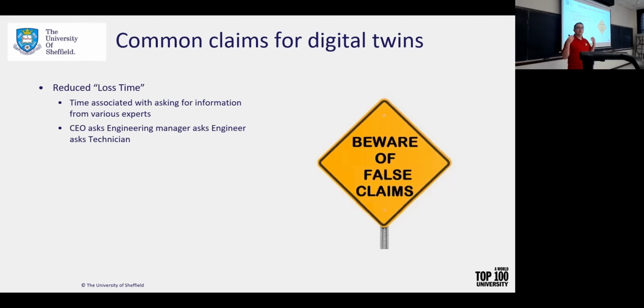And so the use of a digital twin would allow the CEO to enter a centralized platform that will go and do all the simulations automatically and report back to him the information that he needs to make that decision. And so there's a large amount of lost time that is gained by using a digital twin.